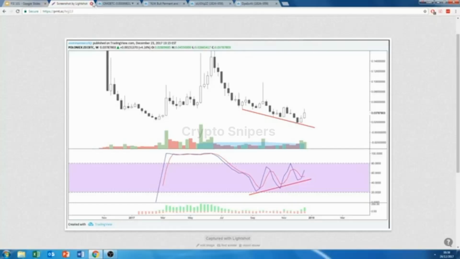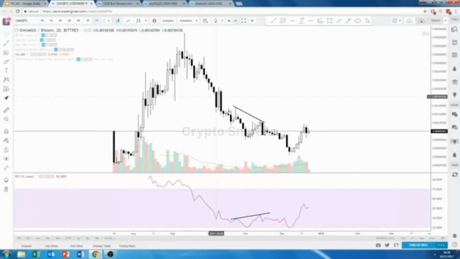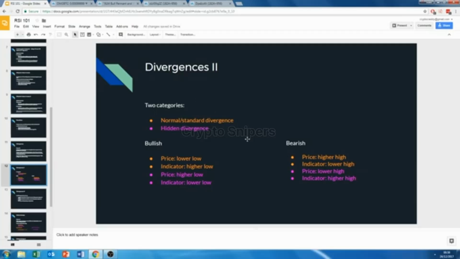Now, let's get to hidden. So those were the normal standard divergences, by our criteria. Let's look at some examples of hidden divergences. So, this is one I had for OMG. So let's look at our criteria.